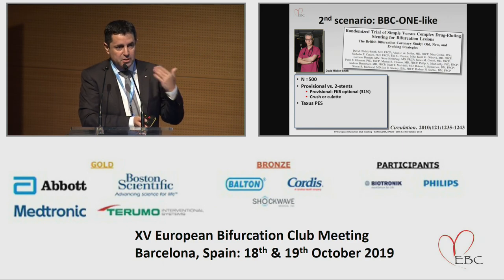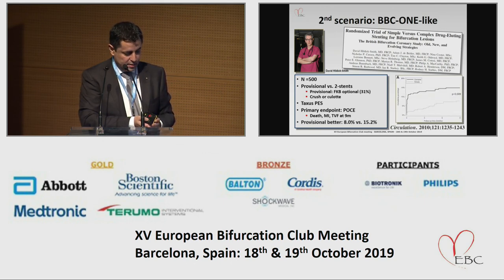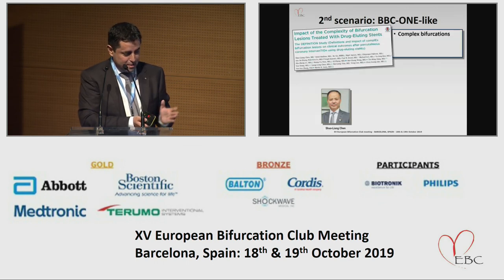If we are more ambitious and we want a clinical endpoint, which is probably more meaningful, maybe we can go to this BBC1-like scenario. You compare two stents and provisional stenting using the Taxus stent, the endpoint was a patient-oriented composite endpoint, and provisional stenting was clearly better in this clinical endpoint. True bifurcations were 82%.